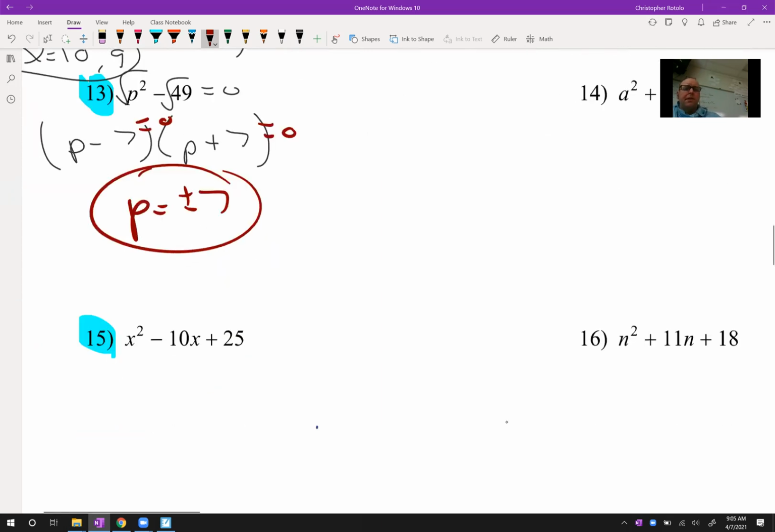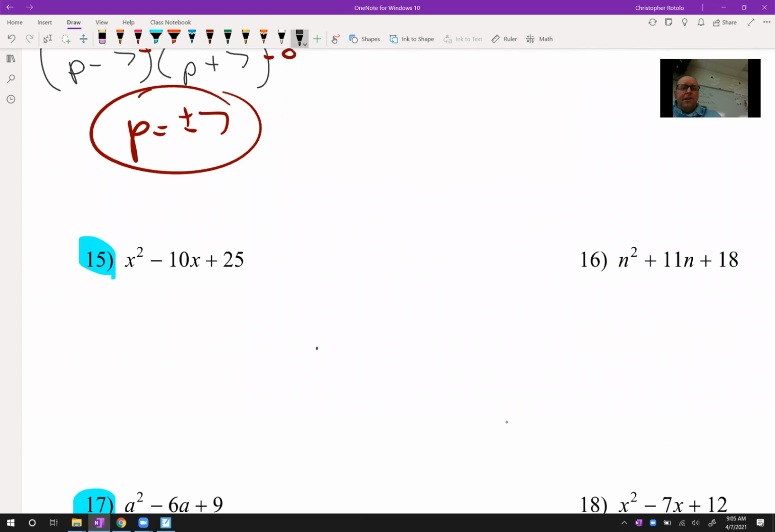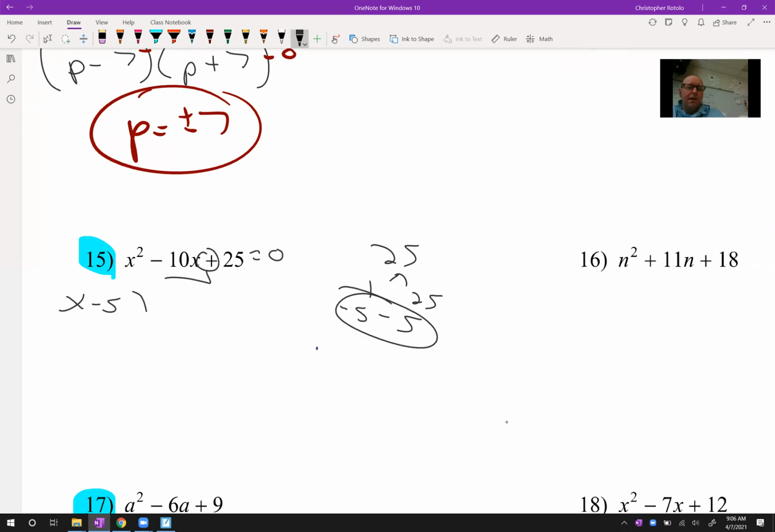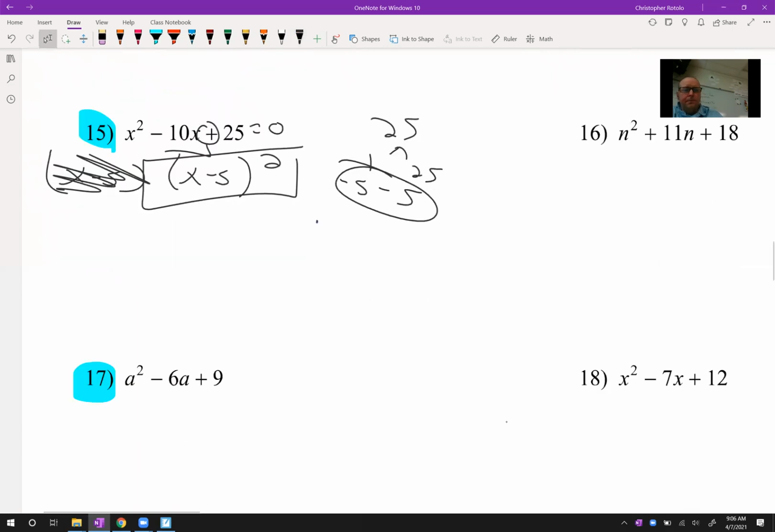All right, what about the next one? It has all 3 terms. Let's tack on the equals 0 because we're after solutions today. So factors of 25, 1 and 25, 5 and 5. Which ones add up to 10? Well, that's 5 and 5. They both have to be negative, so I need x minus 5 and x minus 5. All right, well, when I have the same thing twice, remember what we do is we say that's one of them, and we're going to say squared. x minus 5 squared.